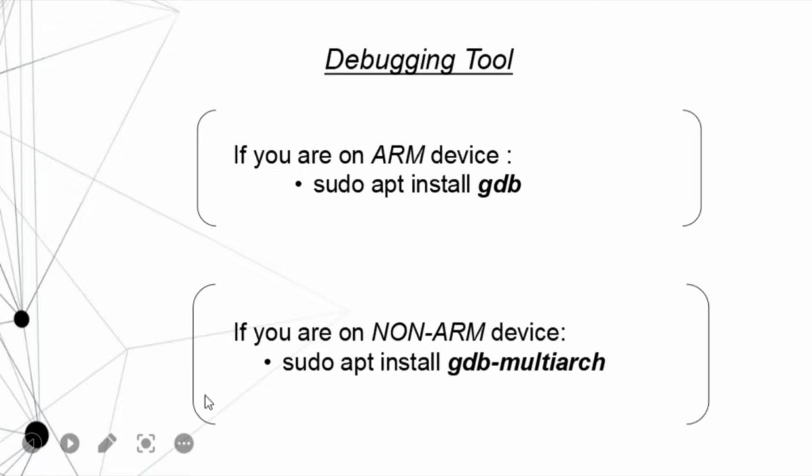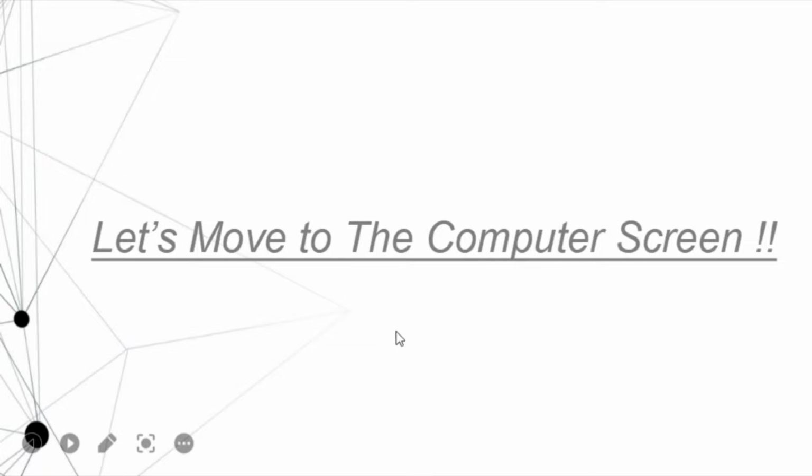But if you are on a non-ARM device and created your ARM binary on an Intel-based processor, then you have to install a different kind of debugger. It is also from GDB, but it is known as GDB multi-arch. So what is the difference between a native GDB and GDB multi-arch? I will show you on the computer screen what the main difference is between a normal GDB and GDB multi-arch. So let's move to the computer screen and debug our HelloWorld.s ARM assembly program.